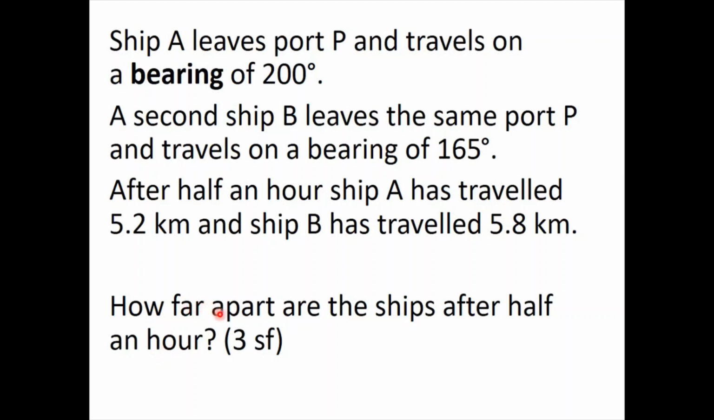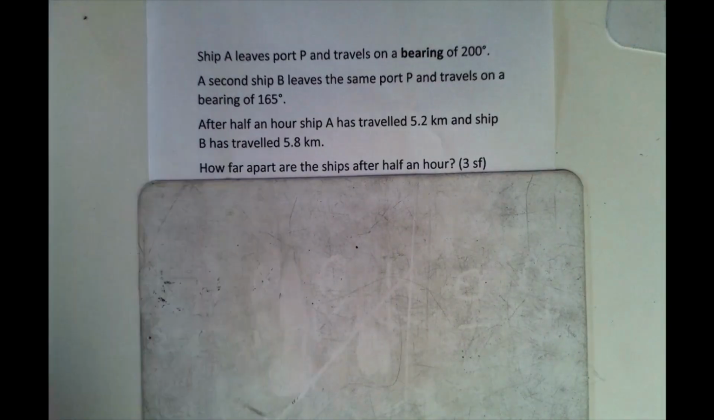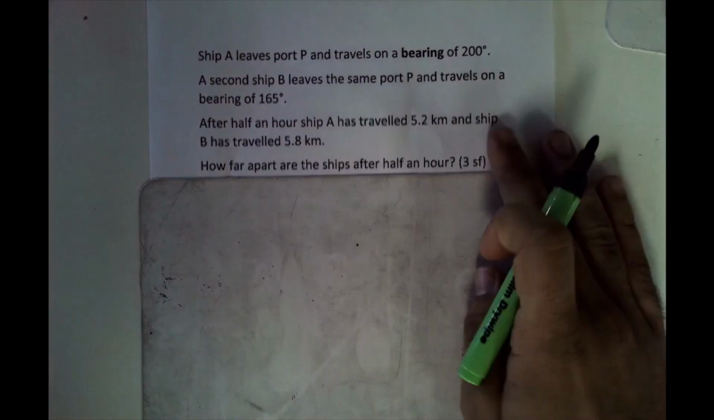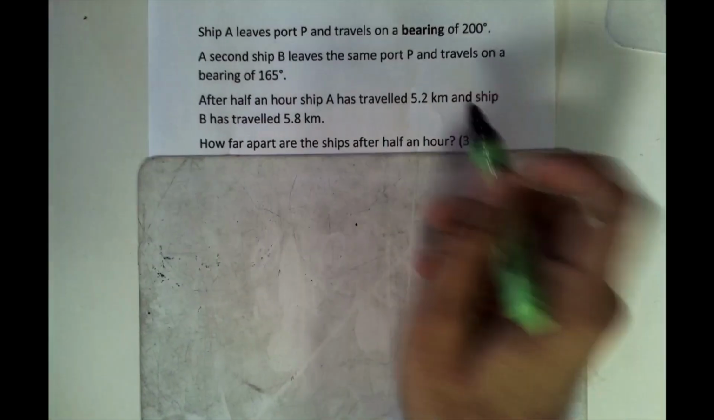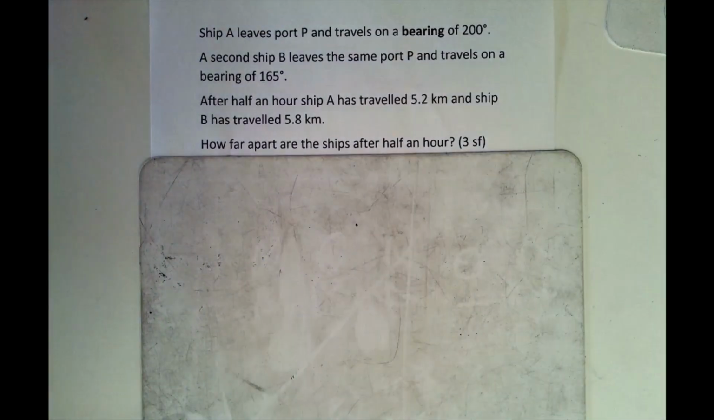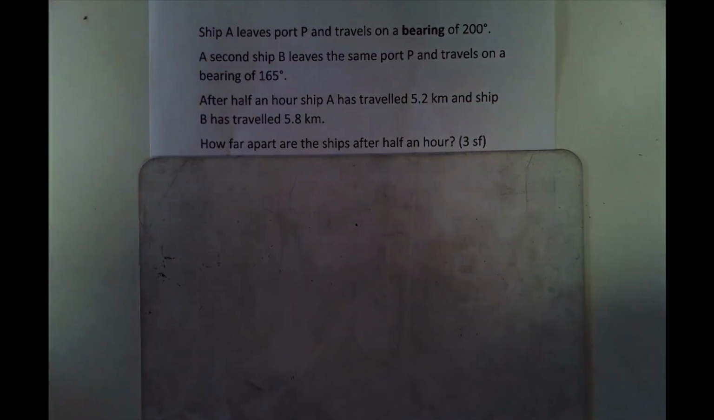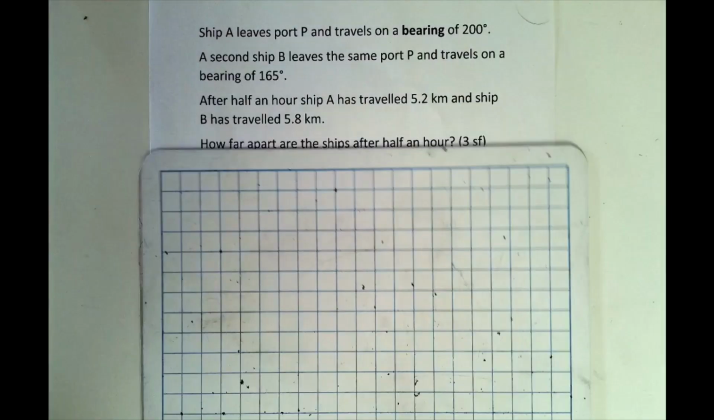Right, I'm going to do this using the visualizer. So what I would do if I were you is, for now, have a blank piece of paper and get ready to copy the diagram I'm about to draw for you. Ship A leaves port P on a bearing of 200. Before we go further, I want to talk to you about what bearings are. So let's think about bearings for a minute.